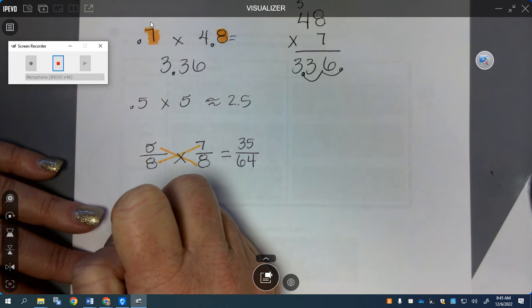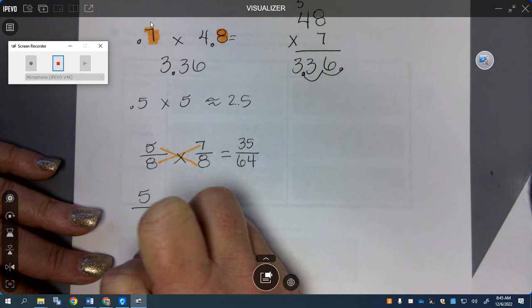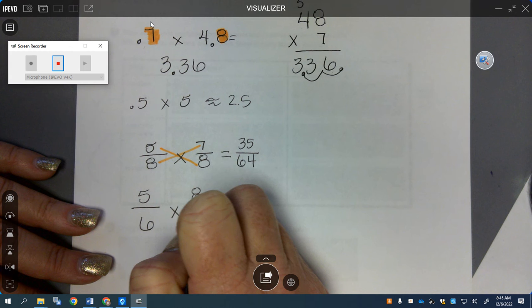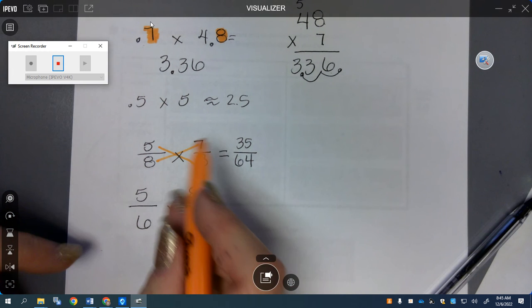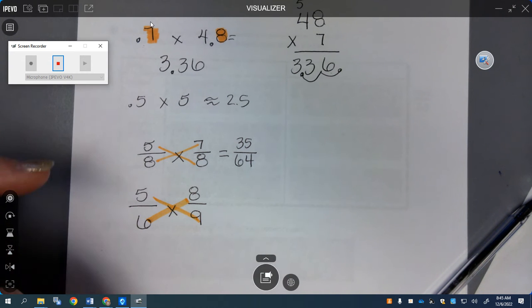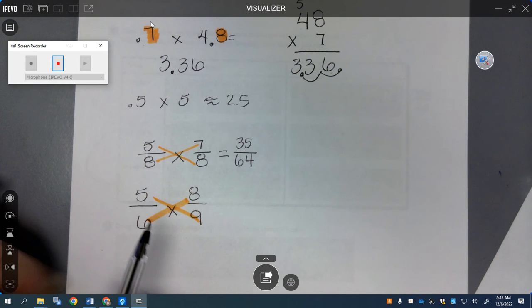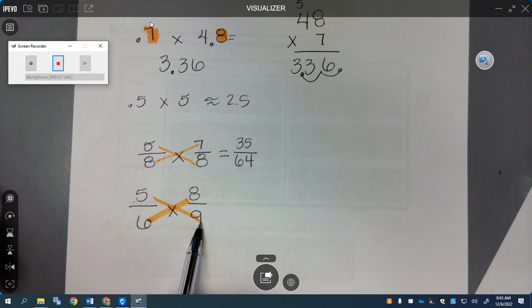All right, so let's do this one. Let's go 5/6 times 8/9. Okay? So if you take a look at this, first thing I'm going to do is look to see if I can cross simplify. Is there a number higher than 1 that goes into 5 and 9? Nope, so I can't do anything there.